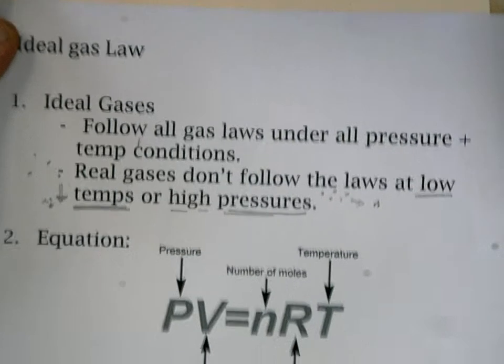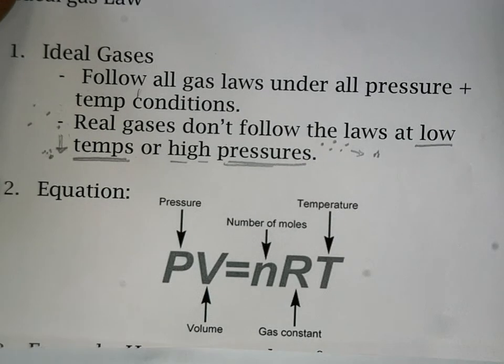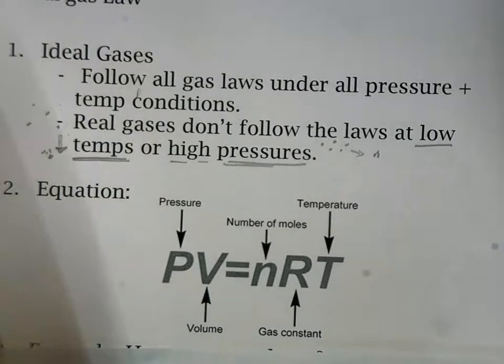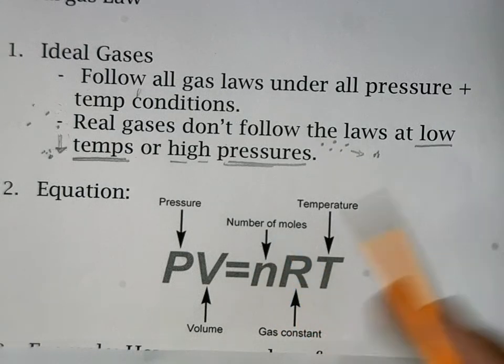Here is the equation for the ideal gas law. It is PV equals nRT. I'll pause this, but please make this n lowercase because we don't want to use a capital N, to get it confused possibly with nitrogen.